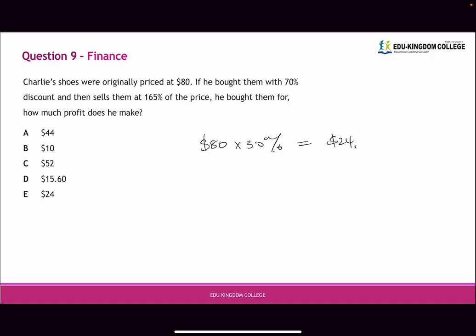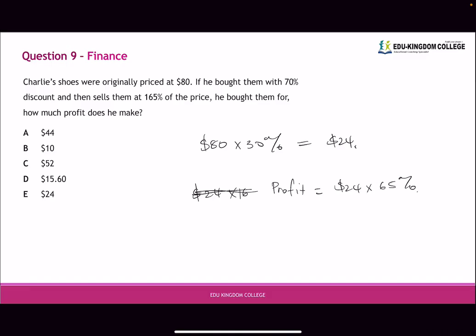So when you buy something and sell it at 100% of the price, that's breaking even. You make as much as you spent. Now, if you're selling them at more than that, you're making a profit. So he sells it at 65% more than he bought it for. So that's making a 65% profit on $24. So to find the profit, we should do 24 times 65%.